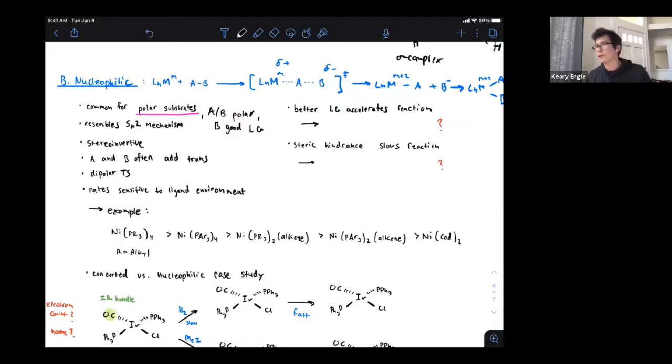I guess you can make the argument either way. There is some positive charge buildup on the A, I guess, but because the metal is overall oxidized to +2, I would define most of the charge buildup in that transition state as being on the metal.